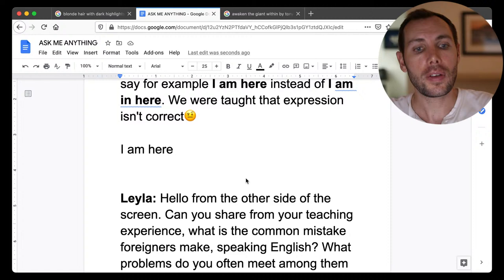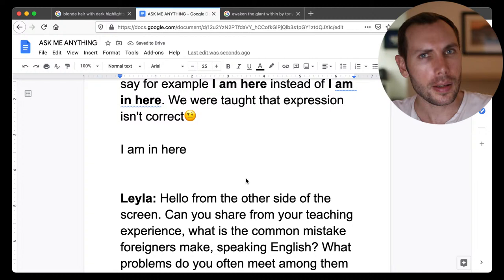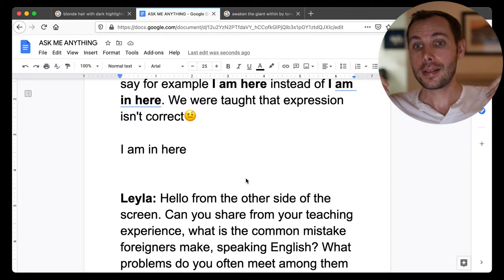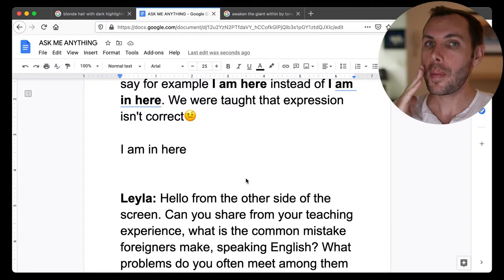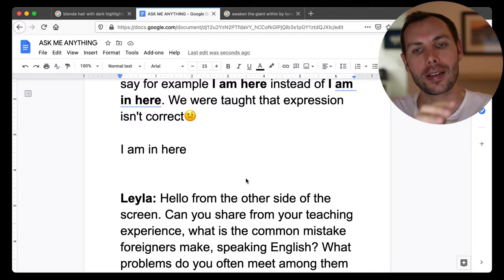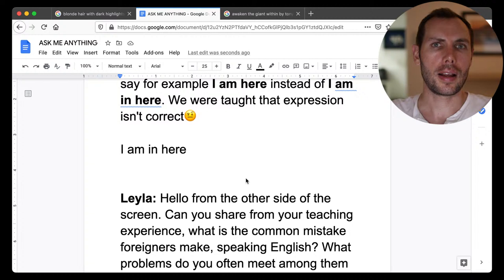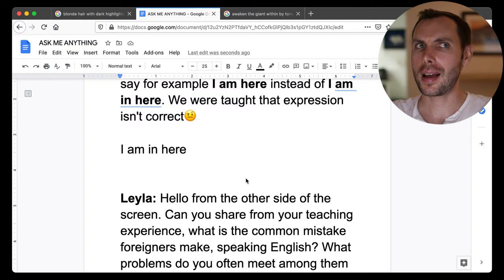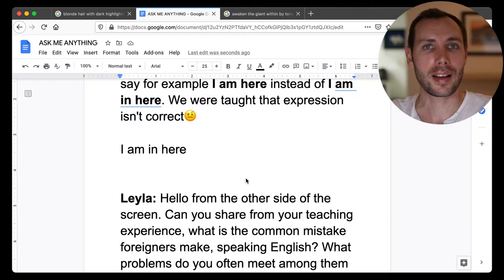If you say "I am in here," it adds some extra information. It shows that you are inside somewhere. Let's say, hey, where are you? Hey, I'm in here. I'm in the kitchen. When you add the word "in," it makes it clear that you are inside somewhere. If you were outside, you couldn't really say "I'm in here," because you can't really be inside something outside. It would be you're in a room, in a cupboard, in the kitchen, in a specific room. I'm in here.